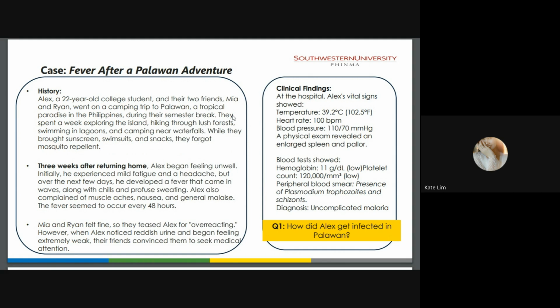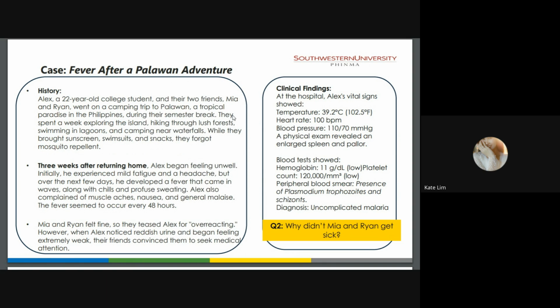So the female Anopheles mosquito is the primary vector for malarial transmission. And in tropical regions like Palawan, the risk is actually higher than Siargao or wherever place here in the Philippines. So question number two, why didn't Mia and Ryan get sick? There are actually several possible reasons for this.